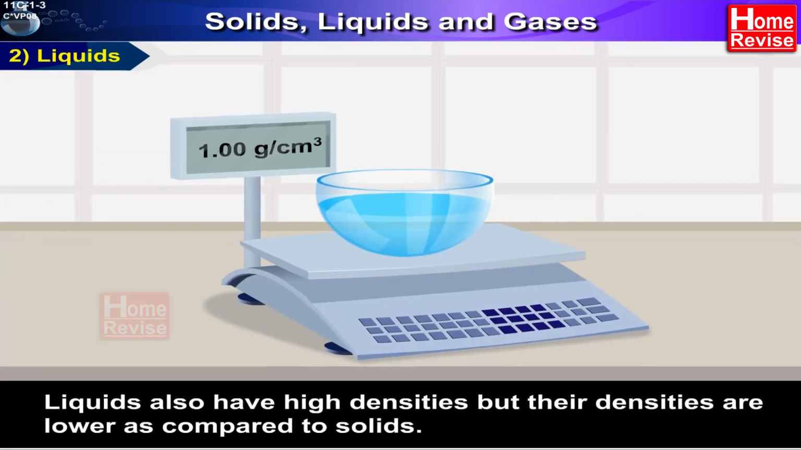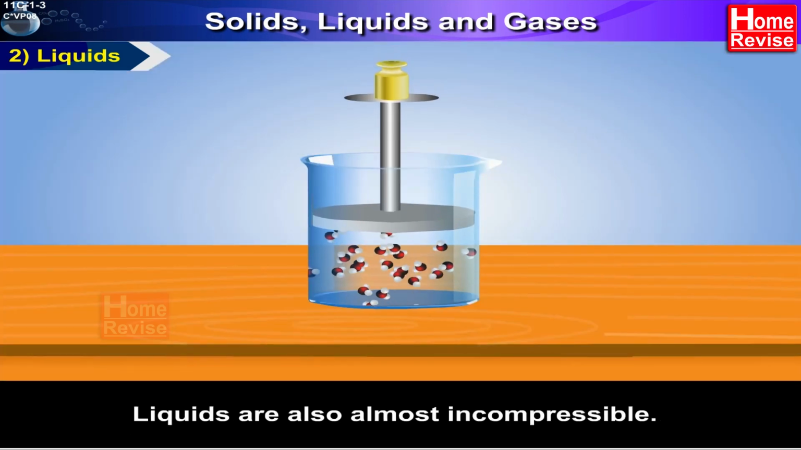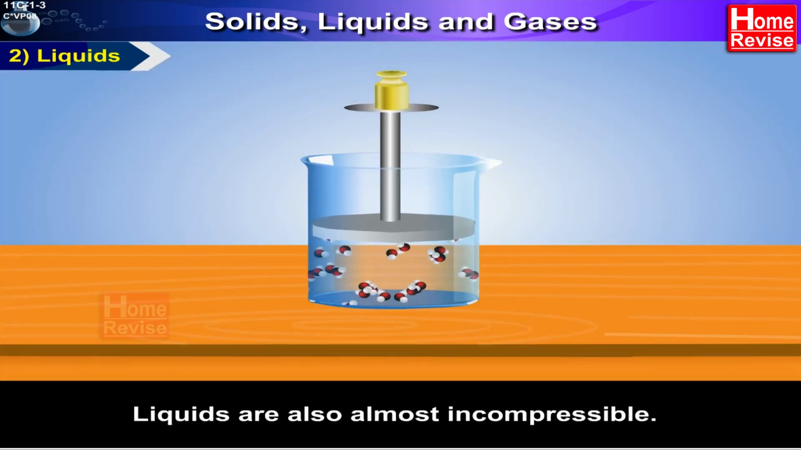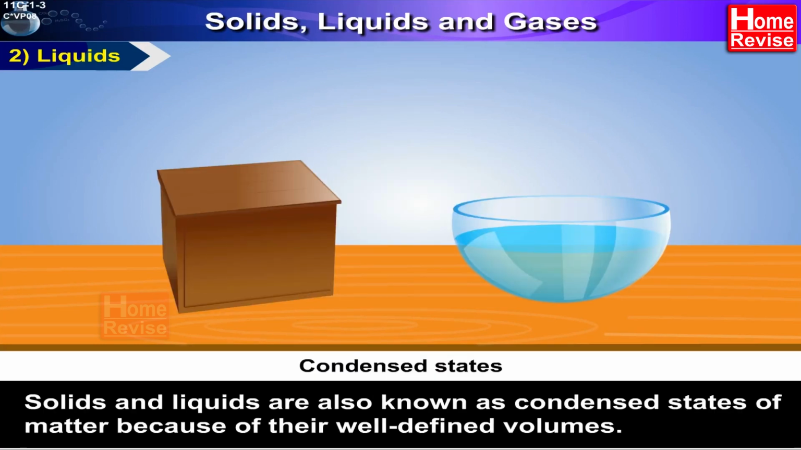Liquids also have high densities, but their densities are lower as compared to solids. Liquids are also almost incompressible. Solids and liquids are also known as condensed states of matter because of their well-defined volumes.